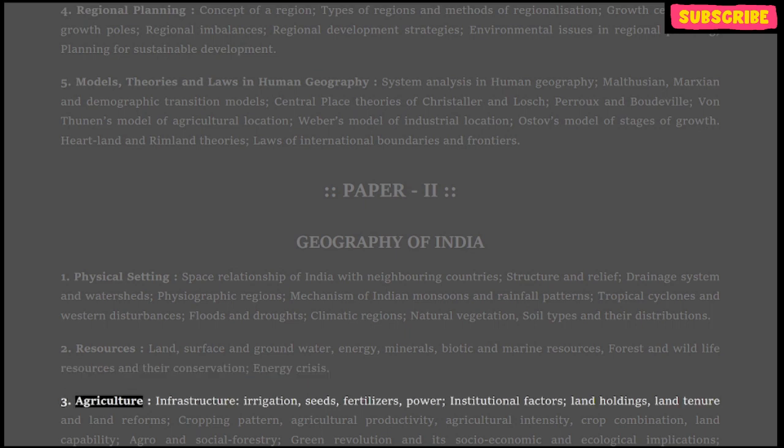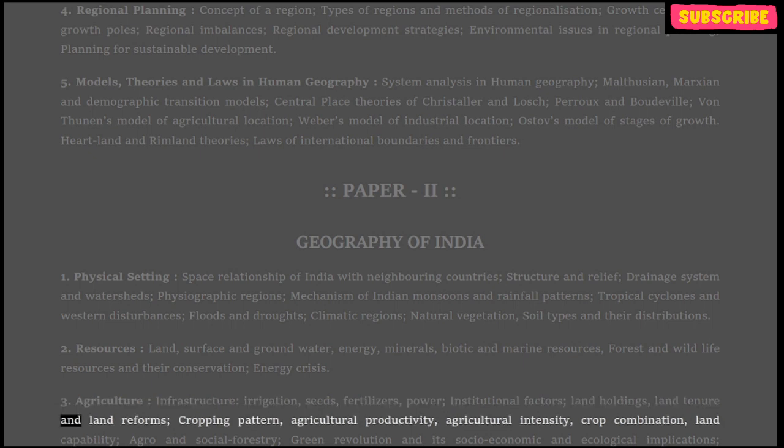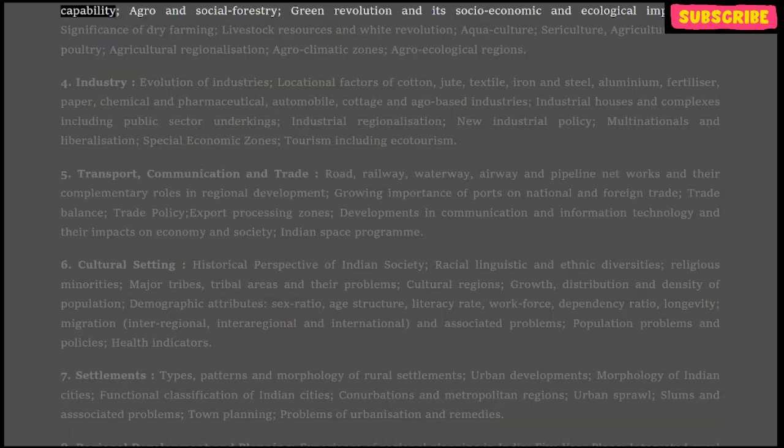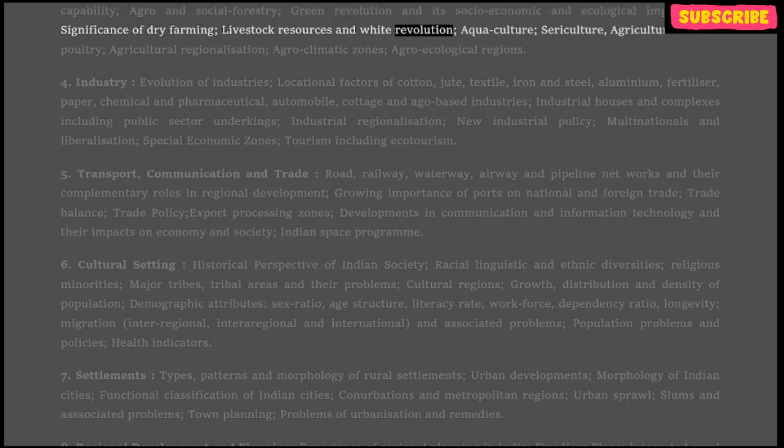3. Agriculture. Infrastructure, irrigation, seeds, fertilizers, power, institutional factors, land holdings, land tenure and land reforms, cropping pattern, agricultural productivity, agricultural intensity, crop combination, land capability, agro and social forestry, green revolution and its socio-economic and ecological implications, significance of dry farming, livestock resources and white revolution, aquaculture, sericulture, apiculture and poultry, agricultural regionalization, agro-climatic zones, agro-ecological regions.